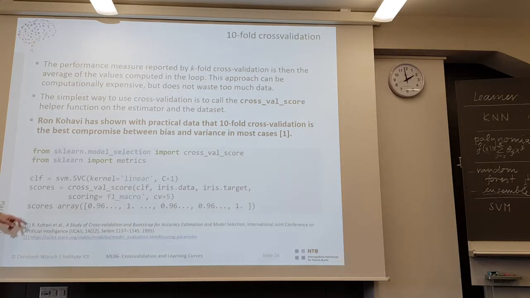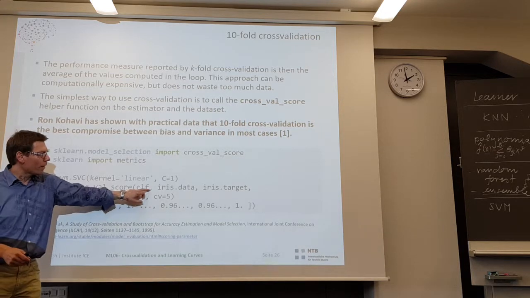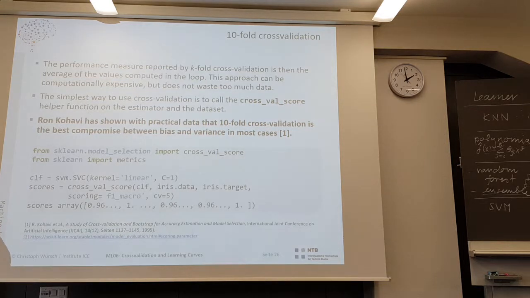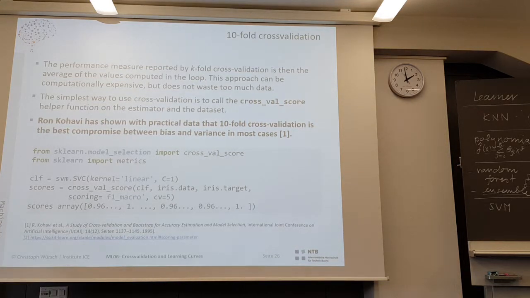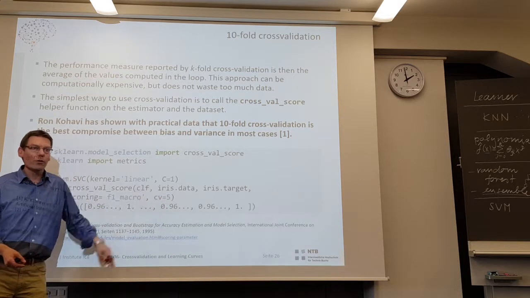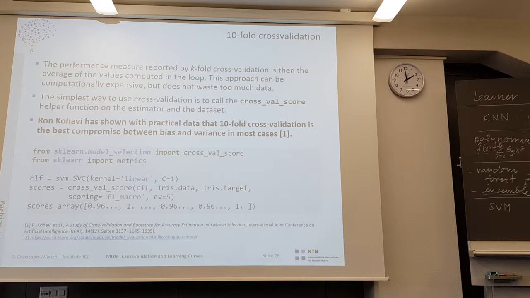And here you can say, okay, give me the cross-validated score of my classifier, clf. It's an instance of any classifier. Could be a KNN classifier. Could be a support vector machine. And say, okay, give me a 5-fold cross-validated estimate of the performance.